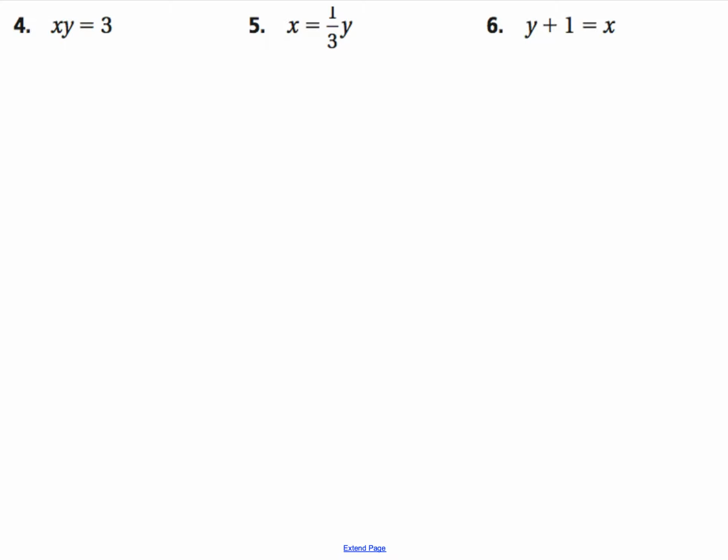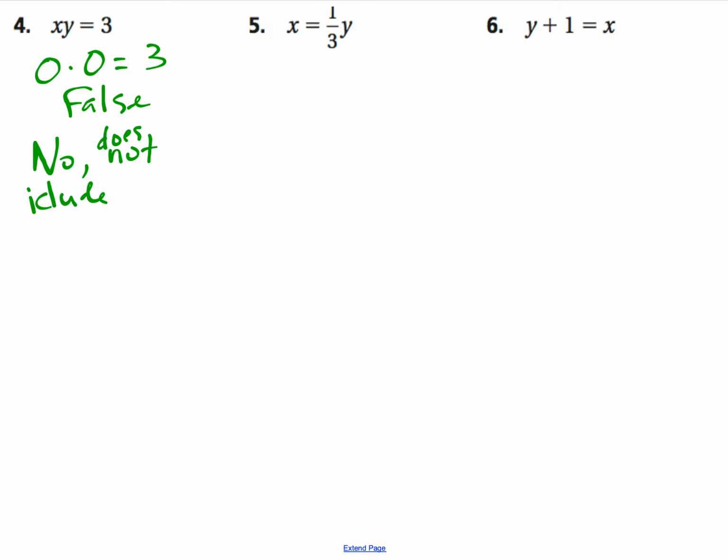Okay, xy equals 3. One of the first things we can quickly check, if it fails this test, then we know it's not direct variation. If it passes this test, we got to keep checking. If I plug in 0 for x and y, I get 0 times 0 equals 3. That is false. So this one I would say no, it does not include 0, 0. So there's no way it could be direct variation.